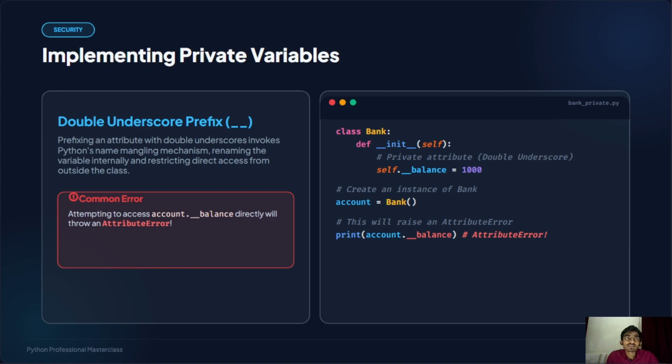After that, there come private variables. Now let's see how Python hides data using private variables. Python uses a double underscore before the variable name. Let's see with an example.